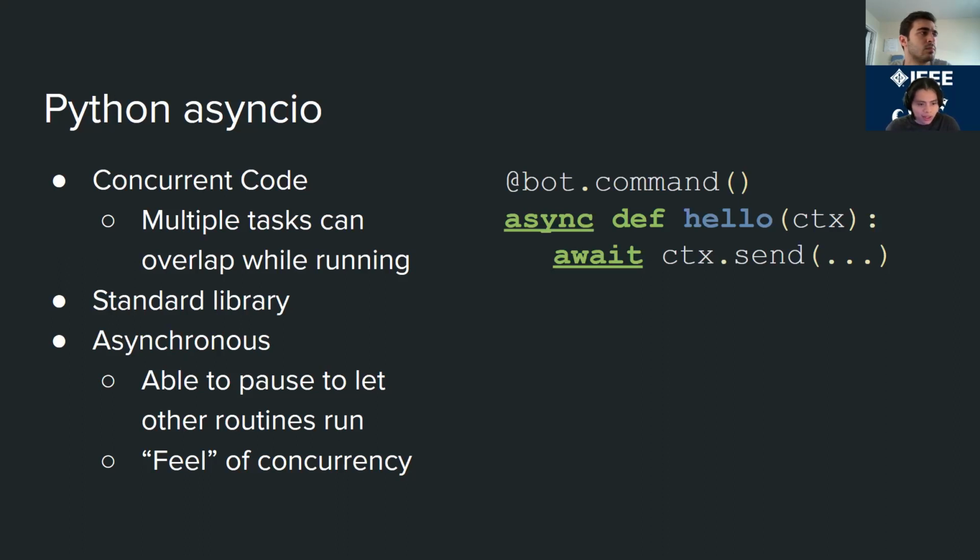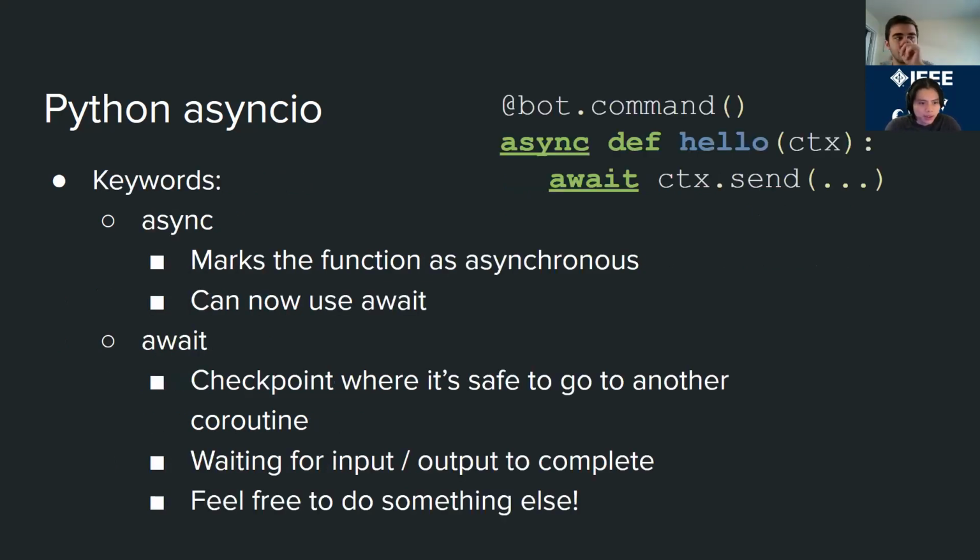It's asynchronous, meaning able to pause to let other routines run. We mark functions as asynchronous so that we can use that await keyword. And this asyncio library gives the feeling of concurrency. I'll explain that more here. So async, like I said, marks the function as asynchronous, and now we can use the await keyword inside of that function. And the await keyword is basically like a checkpoint where you're telling asyncio that it's safe to go to another coroutine.